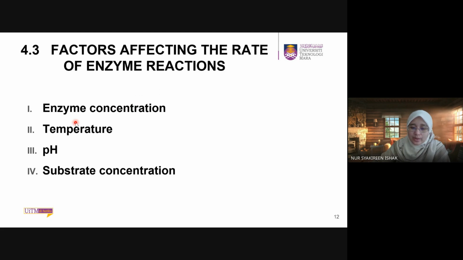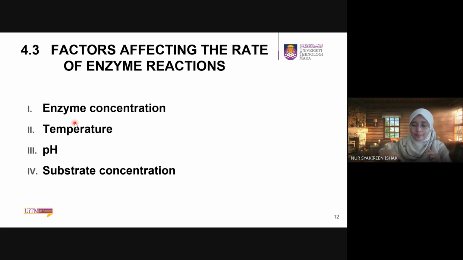Okay, so next we are going to look at factors that affect the rate of enzyme reactions. The first one is enzyme concentration. The more enzyme you add into the reaction, the rate of reaction increases, but only up to a certain point, because if you keep on increasing enzyme concentration but you have limited substrate, obviously the rate of reaction will stop at a certain point, kan? So the rate of reaction will reach a constant rate. Okay, so that is enzyme concentration.